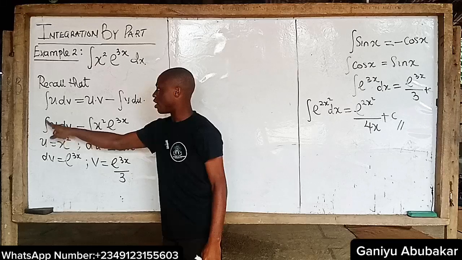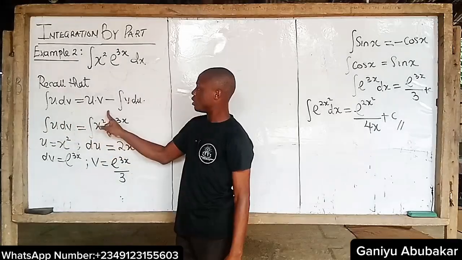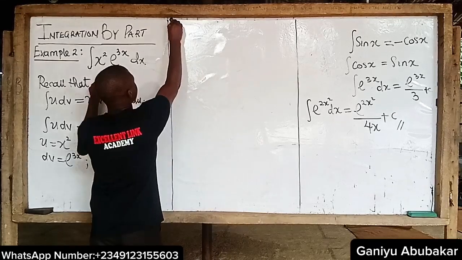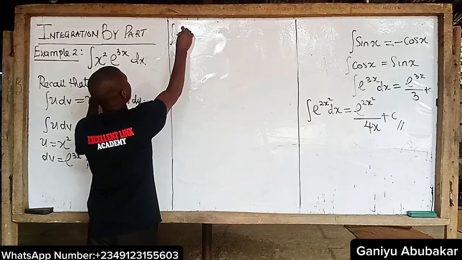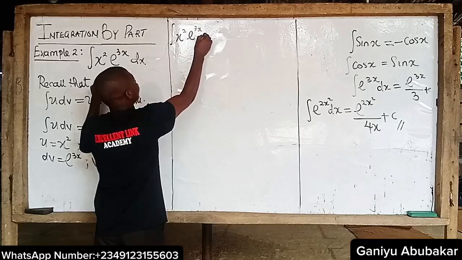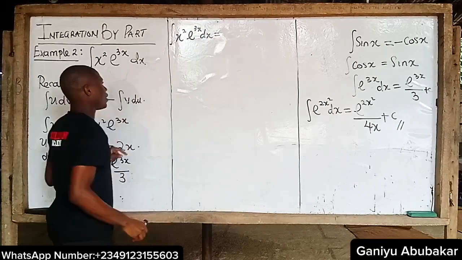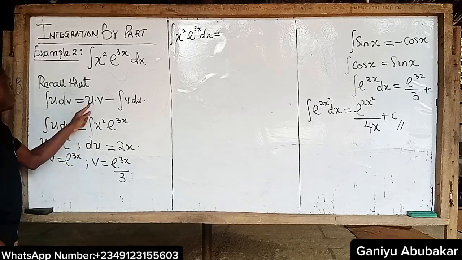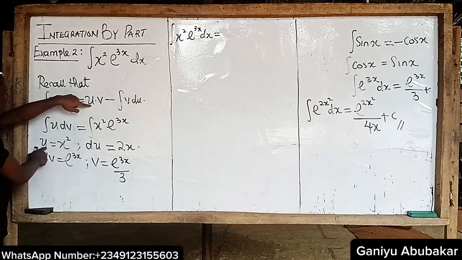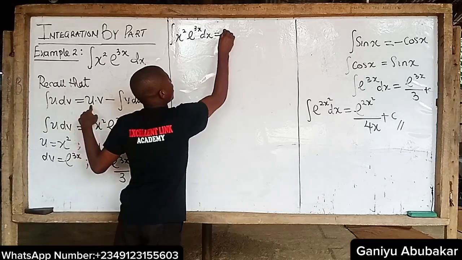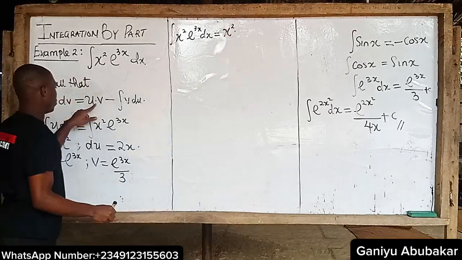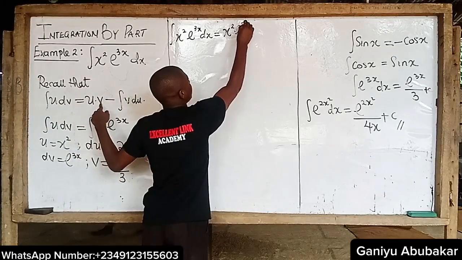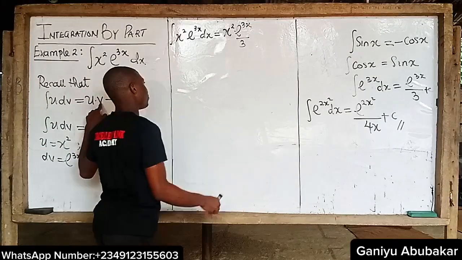Of course, integral, my u now is x squared, my dv is this one. So if I integrate x squared exponential 3x with respect to x, what do we get? Everything here is what is here. What's my u? My u is x squared. So I'll have x squared dot v. What's my v? v is exponential 3x over 3.